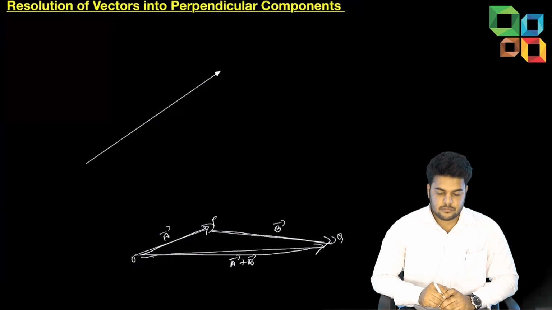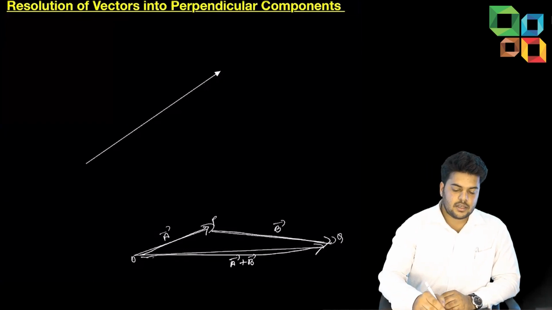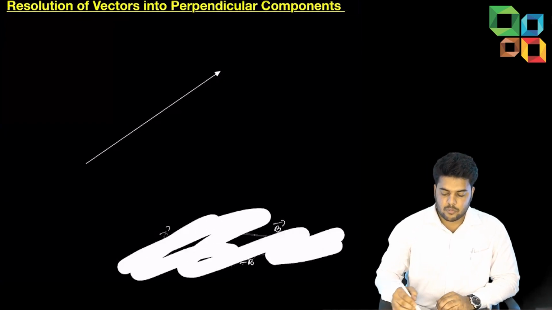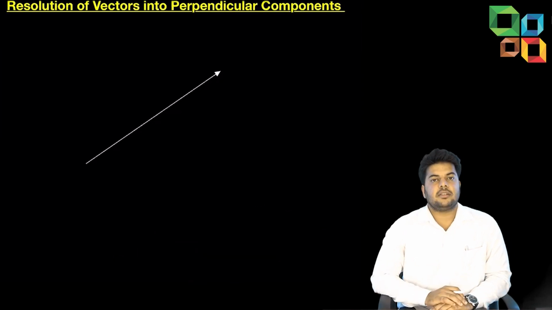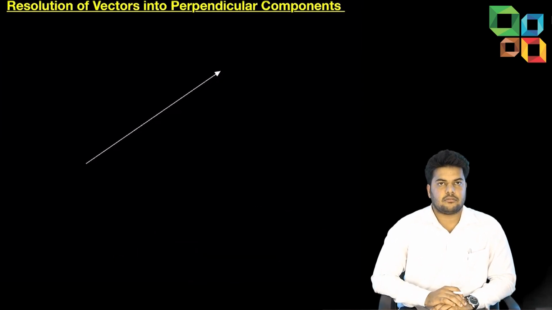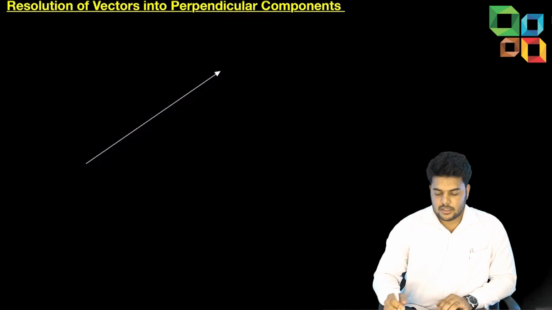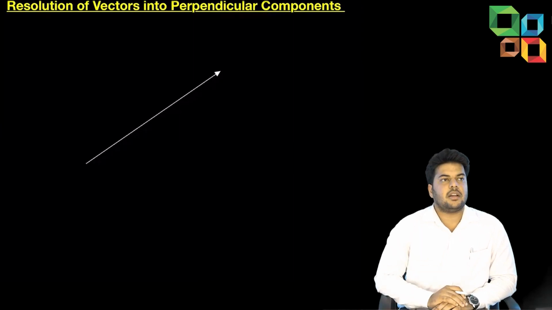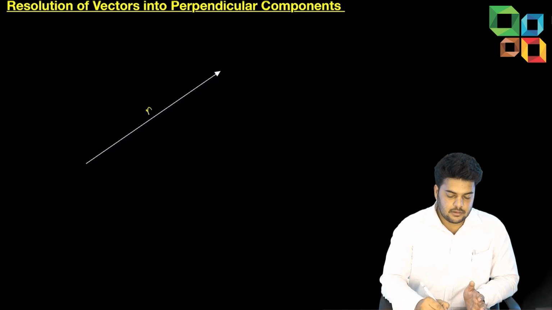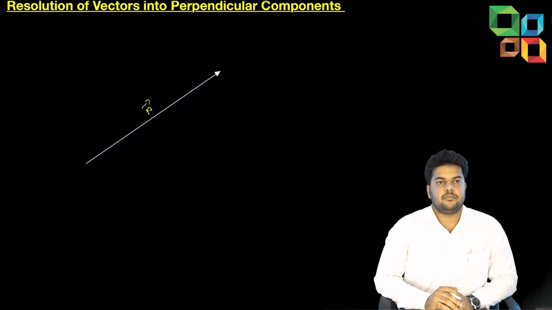All right. So what does resolution of vectors into perpendicular components mean? Okay, it might sound like a big thing, it is not. All the scary looking terms in mathematics are really innocent. So here we have a vector. Let's see, this is vector A.